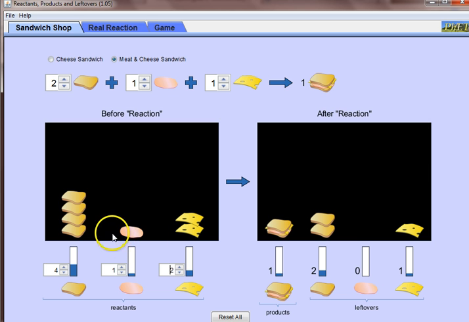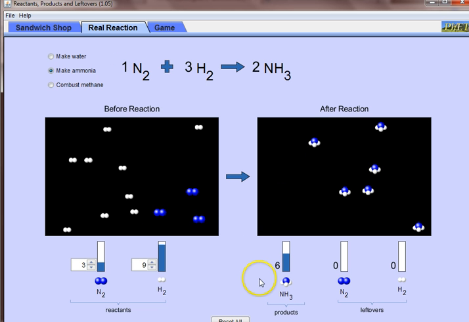So here, what is the limiting factor? Meat is the limiting factor. If you have more meat, obviously you can make more sandwiches. So let's say you have 1 more meat, now you can make 2 sandwiches and nothing is left over. Correct? Same thing with chemical reactions.